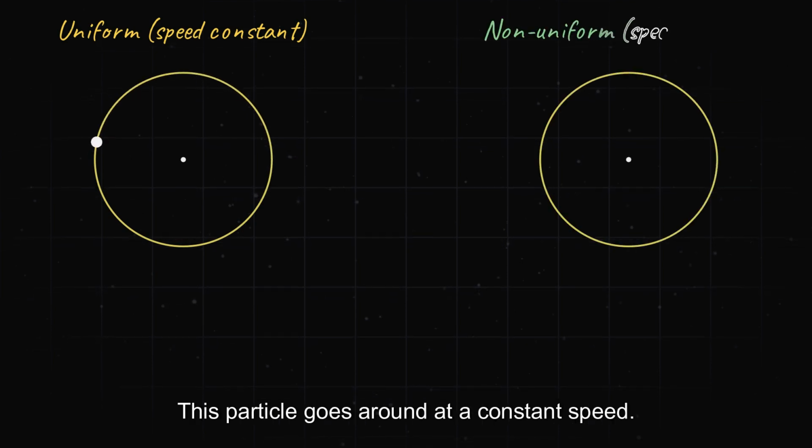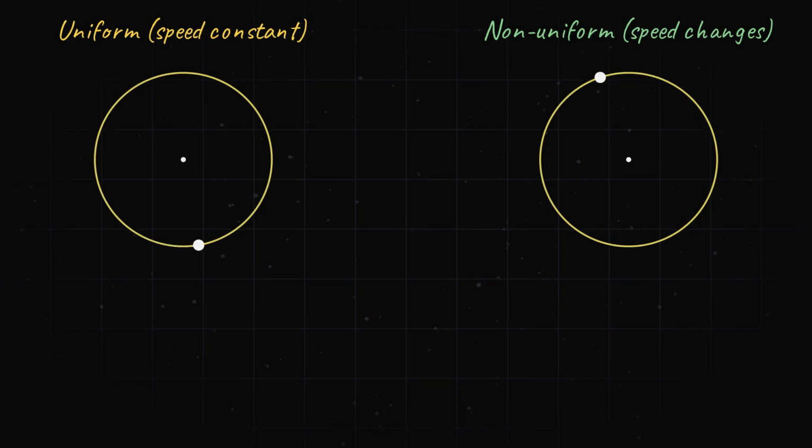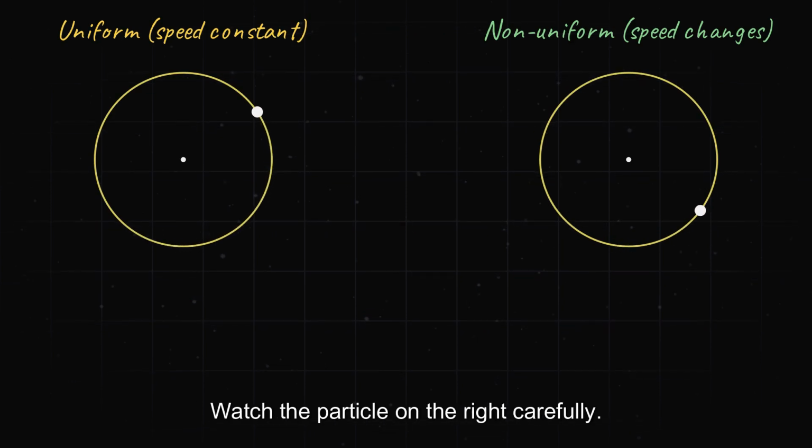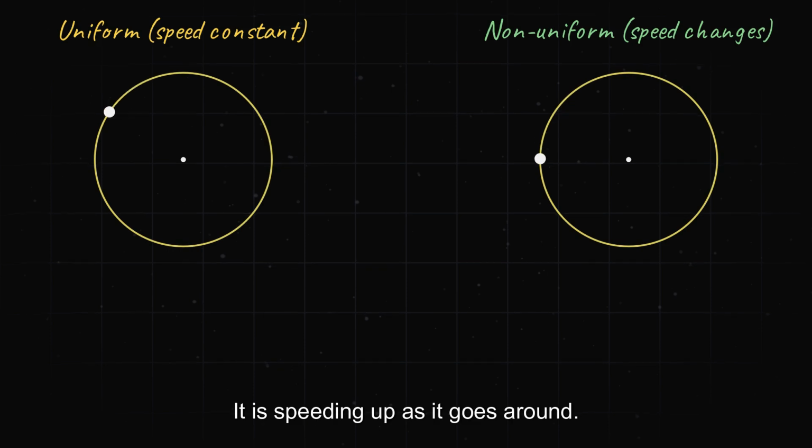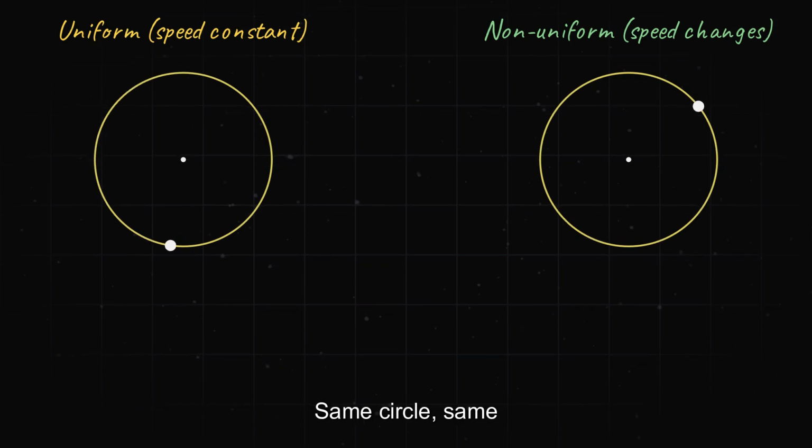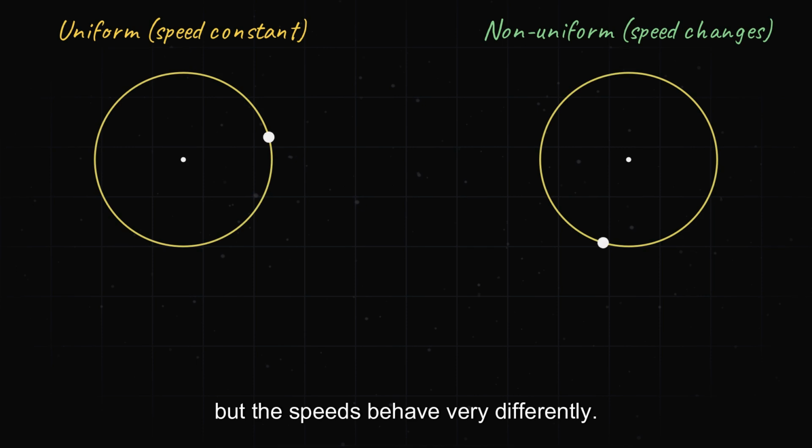This particle goes around at a constant speed. On the right, non-uniform circular motion. Watch the particle on the right carefully. It is speeding up as it goes around. Same circle, same radius, but the speeds behave very differently.